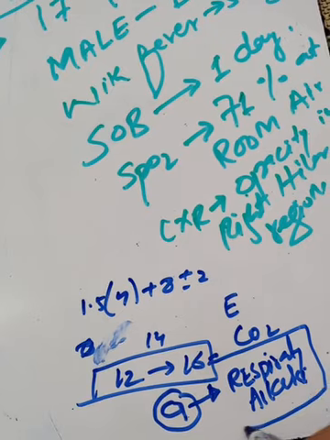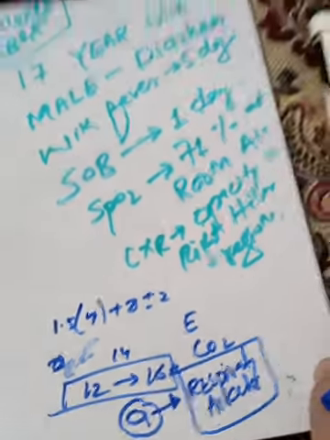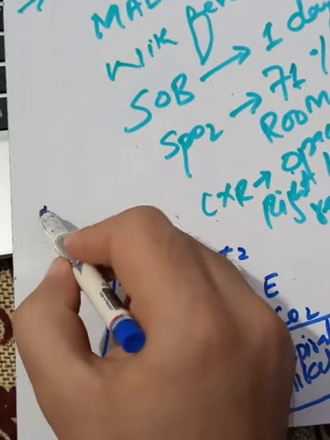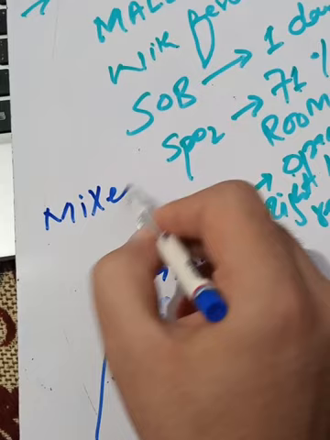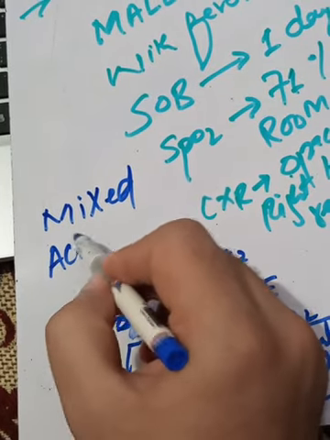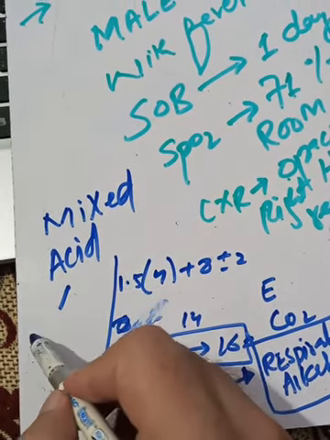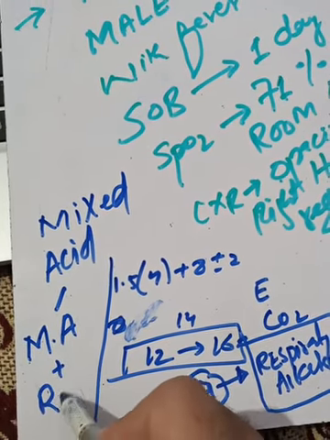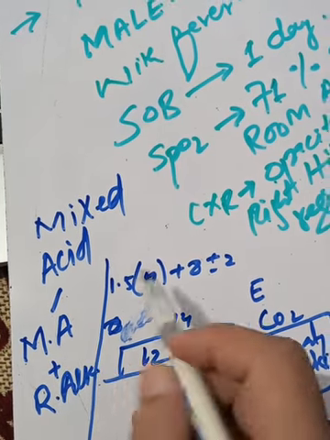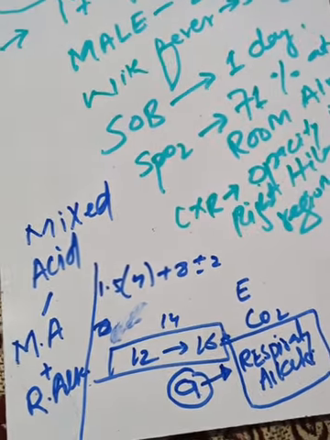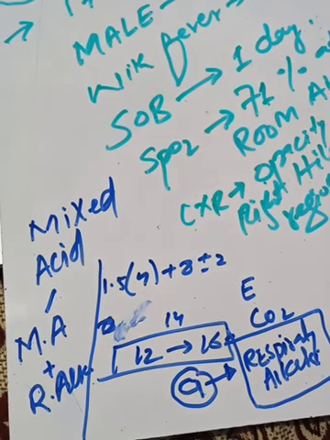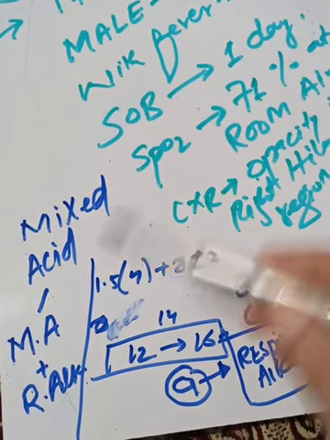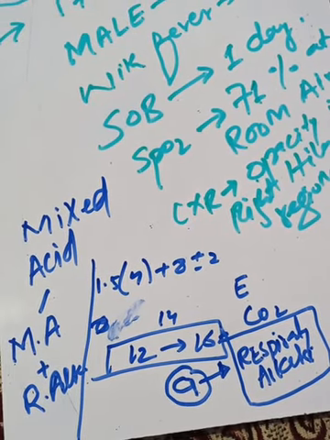What was the idea behind this? The total idea behind this was a mixed acid-base disorder: metabolic acidosis with respiratory alkalosis. How did you find that it was mixed? By applying the formula and by looking at the primary pathology arrow.